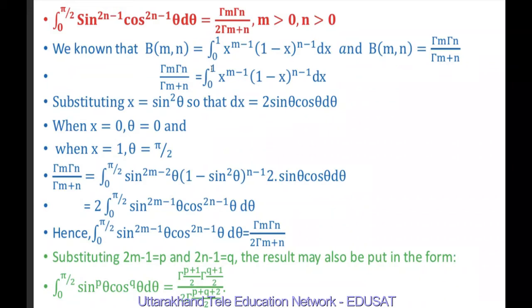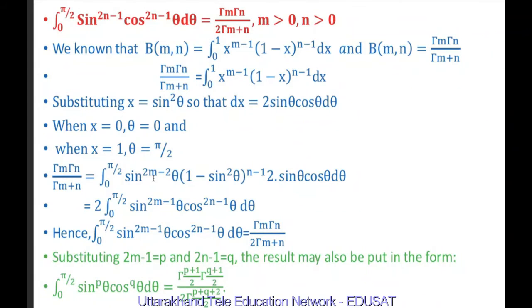If x is 1 here, then sine theta equals pi by 2, because sine pi by 2 is 1. So this will become gamma m, gamma n upon gamma m plus n. Limits are now from 0 to pi by 2. In place of x, this is sine square theta, so sine square theta whole raised to power m minus 1. So sine 2m minus 2 theta. 1 minus x, 1 minus sine square theta, n minus 1, and dx is 2 sine theta cos theta.